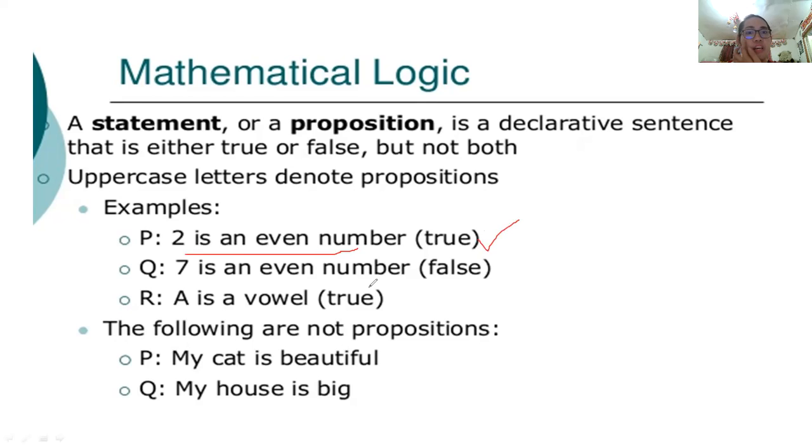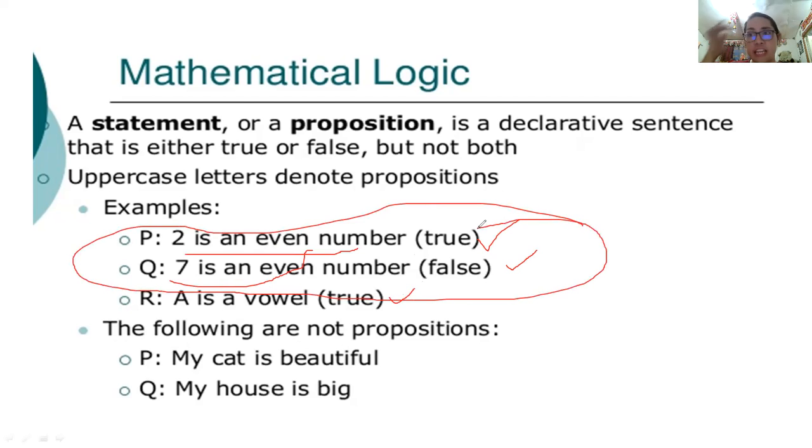So there's only one answer, either true or false. So this is true. For this, 7 is an even number. That is false, correct? So there's only one answer, false. A is a vowel. That is true. So these are examples of propositions or statements. Why? Because the answer is either true or false.